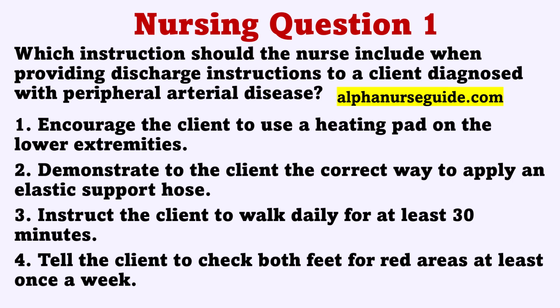The correct answer is 3. Instruct the client to walk daily for at least 30 minutes. Walking promotes the development of collateral circulation to ischemic tissue and slows the process of atherosclerosis. External heating devices are avoided to reduce the risk of burns. An elastic support hose reduces the circulation to the skin and is avoided. The feet must be checked daily, not weekly.